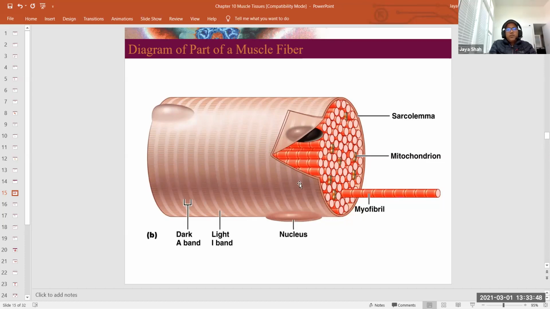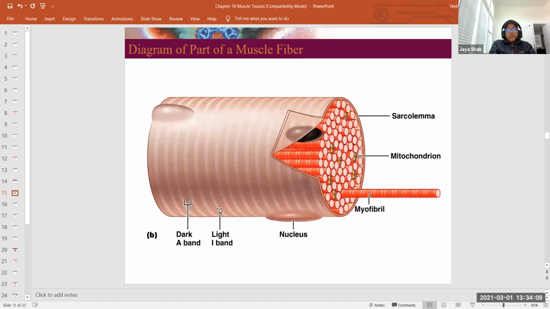And when you see it under the microscope, you see a dark band and a whitish light band. The dark band is also called the A band. The light band is also called the I band. And to remember, in the dark you have A, so we call it the A band. In the light you have I, and this is the I band.